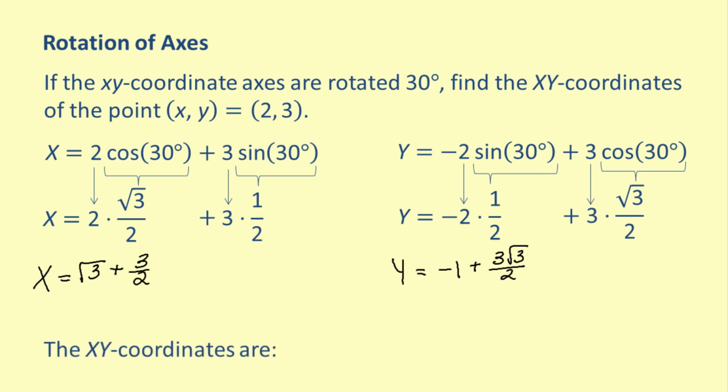Therefore, the capital XY coordinates are the square root of 3 plus 3/2, negative 1 plus the quantity 3 times the square root of 3 over 2.